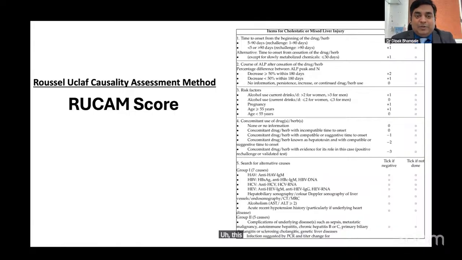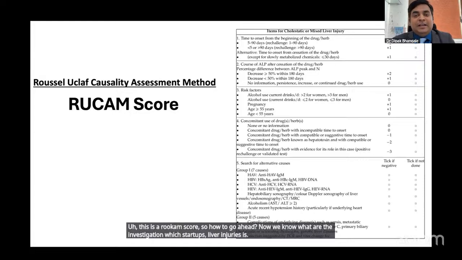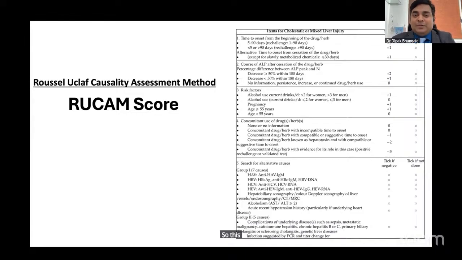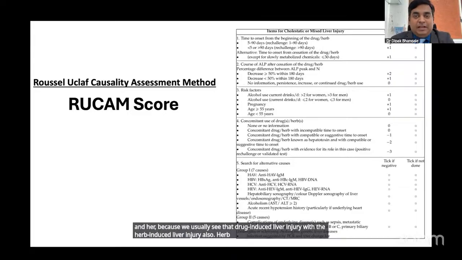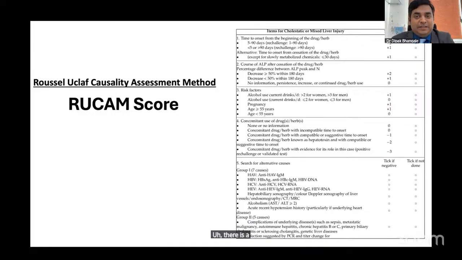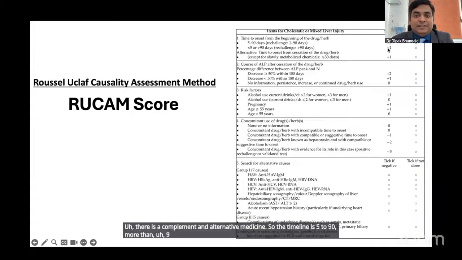This is the RUCAM score. So how to go ahead? Now we know the investigations, which type of liver injury it is, and whether it is related to a drug or not. This is the RUCAM score that we use clinically. Here we see the time of onset from the beginning of the drug or herb, because we see drug-induced liver injury as well as herb-induced liver injury. Herb and CAM, complementary alternative medicine. The timeline is 5 to 90, more than 90, and the points are given accordingly.